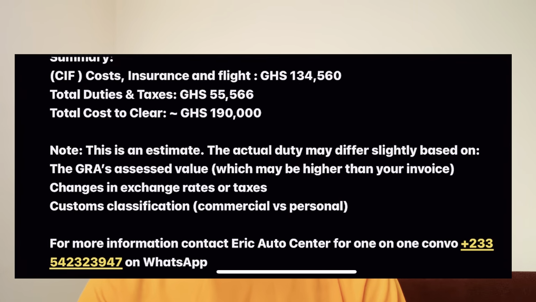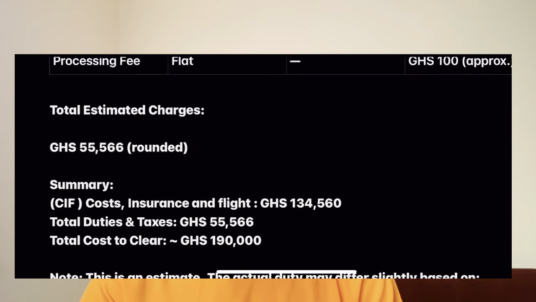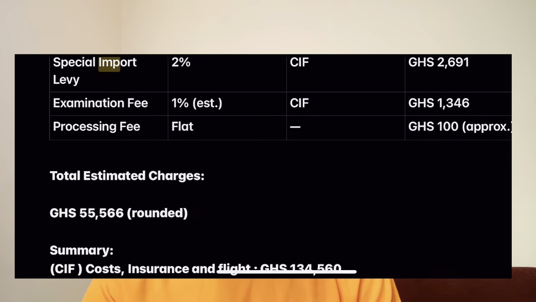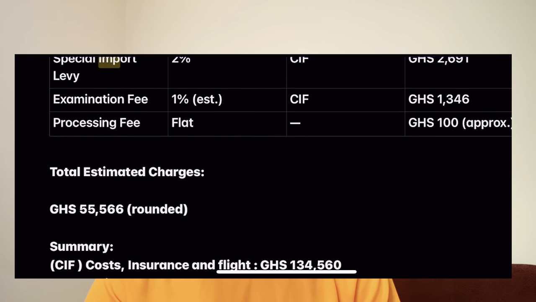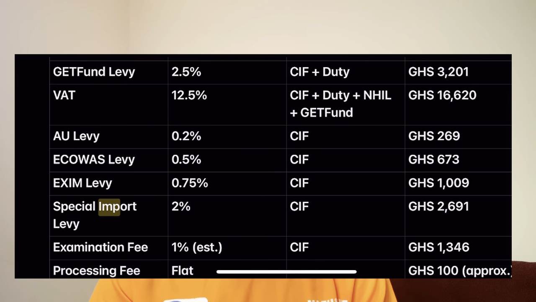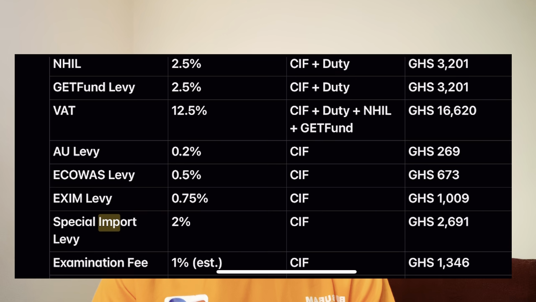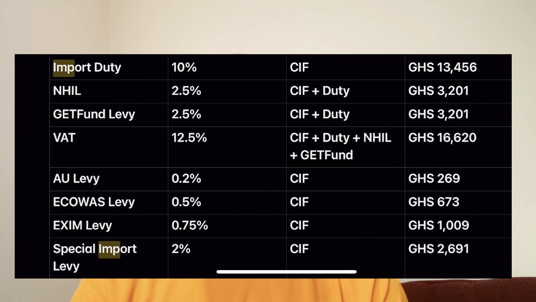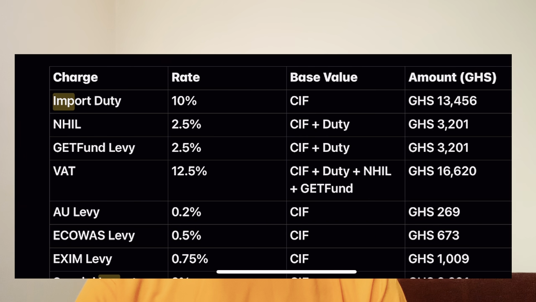So the total duty and taxes is 55,606 Ghana cedi. The total cost to clear that car is 190,000 Ghana cedi. That is quite huge. If you want to calculate it in United States dollars, this is the dollar version. So quickly let me add it there to make it complete.